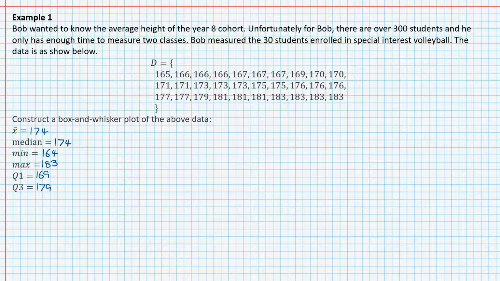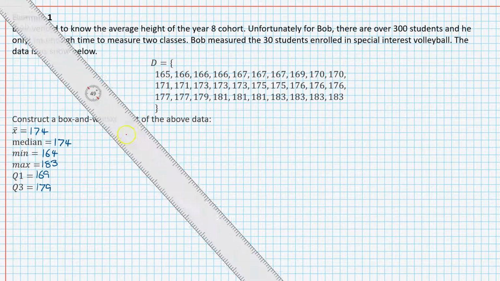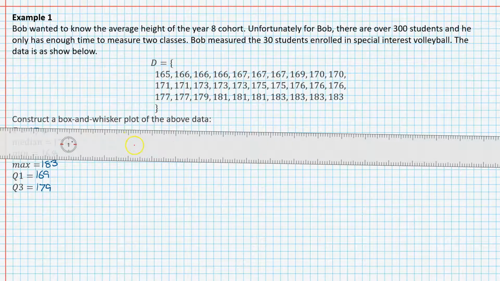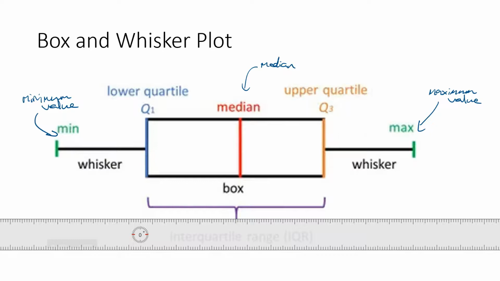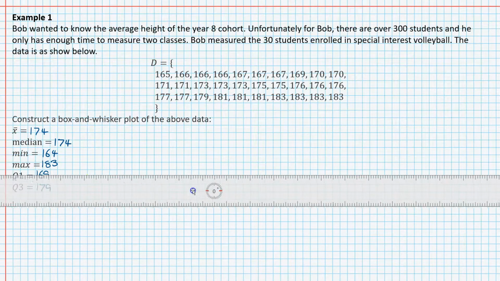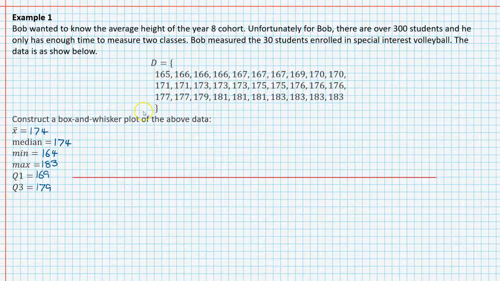Alright, drawing a box and whisker graph, I'm going to start off by ruling a straight number line. So the number line itself has to encapsulate the numbers 164 and 183, because these are going to be the min and max on our box and whisker plot. So I'm going to draw roughly 40 grid lines across, maybe a little bit more. Alright, I went a little bit more just for good measure. And because it's a number line, I'll put the arrows on it.